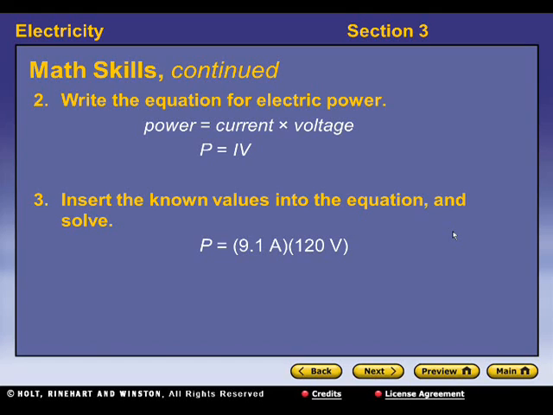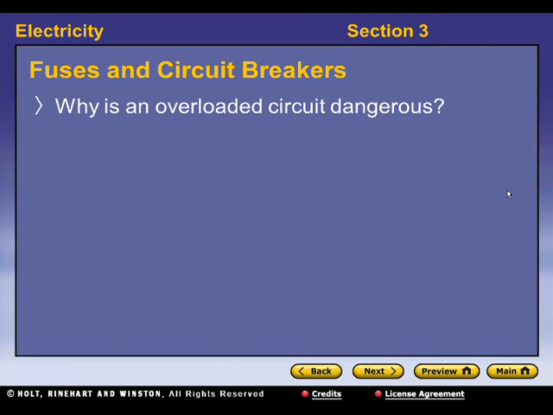We then insert the known values. The amperage or current is 9.1 amps and the voltage is 120 volts. So you multiply those two together and you get, in scientific notation, 1.1 times 10 to the third power watts, or basically 1100 watts.